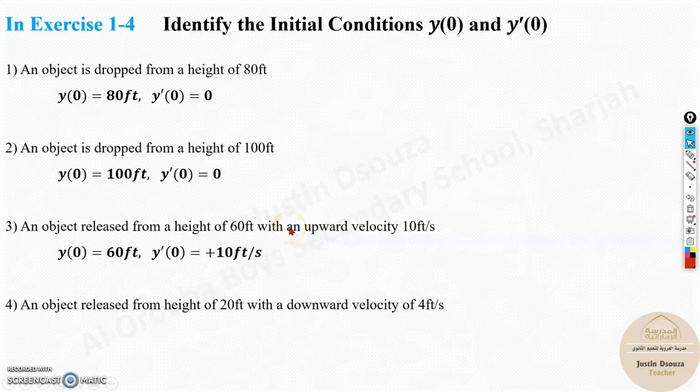Try this by yourself. Take time, pause the video now and solve it by yourself. I am sure you're all thorough in these types of questions by now. So over here, the object is released from a height of 20 feet, y of 0 is 20. Downward velocity is 4 feet per second, so y dash of 0 is minus 4. Why? Because it's downward. That's it.